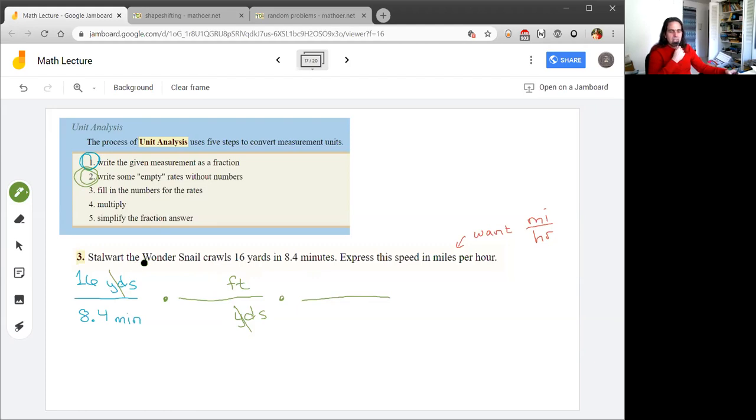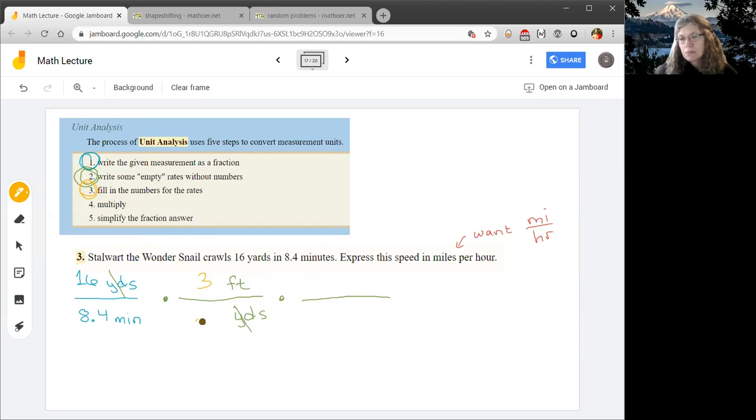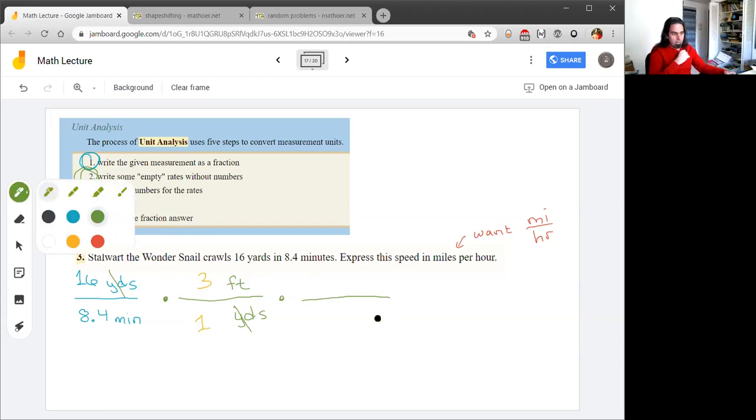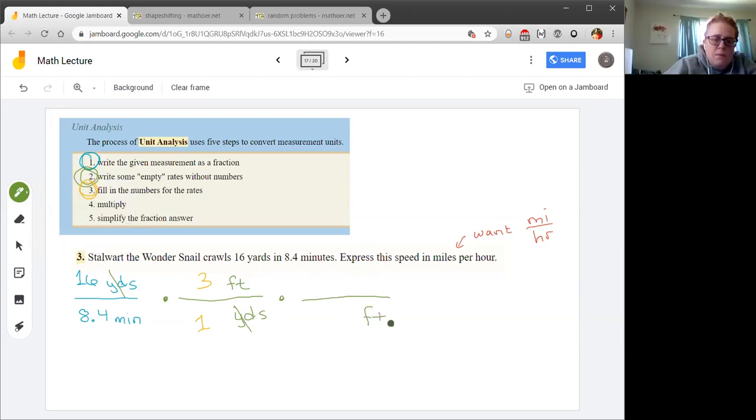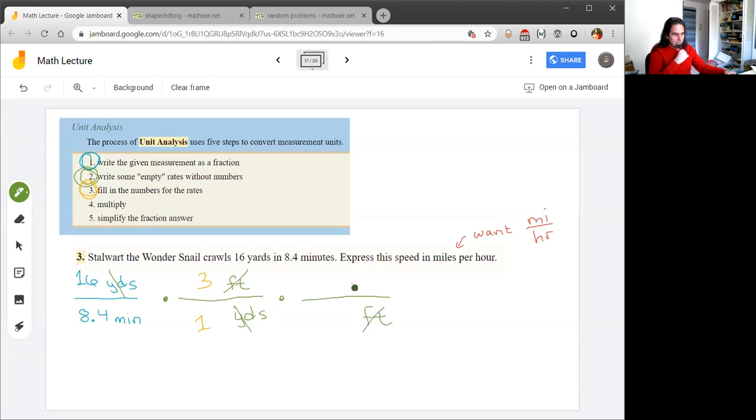What next? How many feet in a yard? 3 feet in a yard. Where do I put feet, top or bottom? Bottom, because I have one in the top, so I want them to cancel. Okay, I'm halfway there. I have miles on the top. That's what I want. Yay.